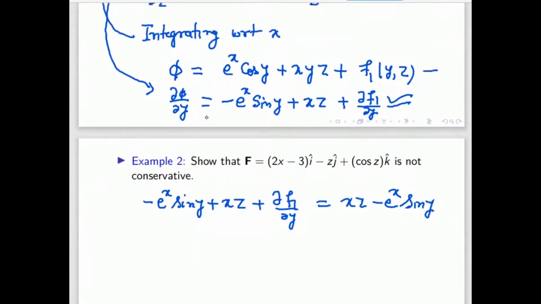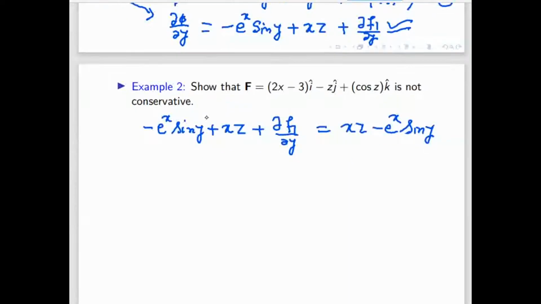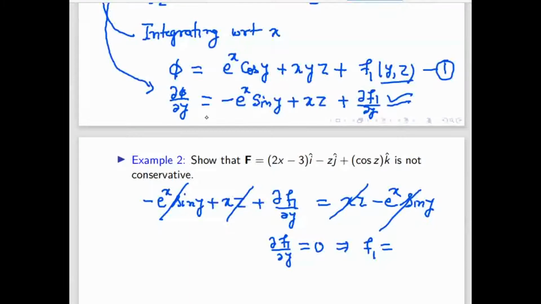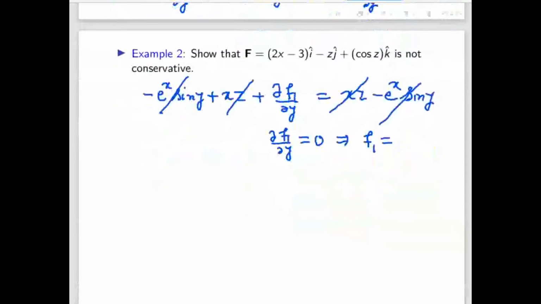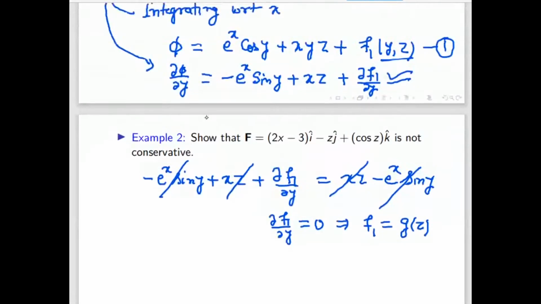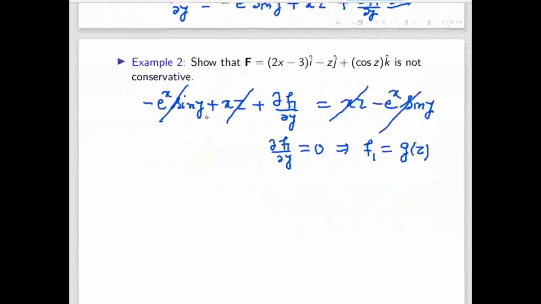So once we get this f1, we put it in equation number 1 to get the value of phi. From here this cancels out with this, xz cancels out with this, and we get del f1 by del y equal to 0, which implies f1 is some function of z, because f1 is a function of yz. Here we are integrating with respect to y, so f1 will be a function of z. Call that function g. So now this f1 equal to g(z) we will put in equation number 1.